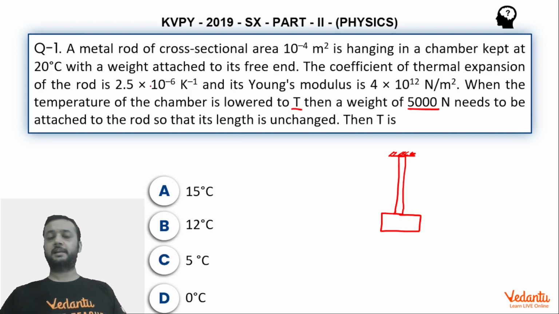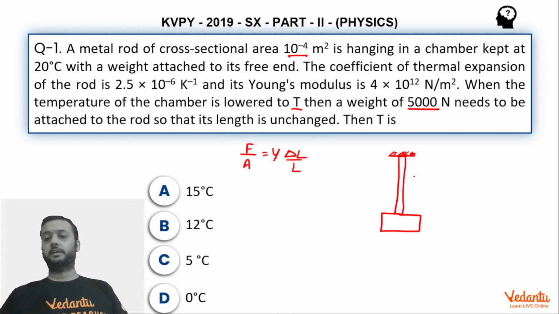The Young's modulus and the coefficient of thermal expansion has been given. Cross-sectional area of the rod is also given. Okay, so essentially what is happening, since we will decrease the temperature, so rod is going to contract slightly, but that contraction can be overcome by putting an extra weight over here. Okay, so let's apply the formula. Force upon area is equals to Young's modulus into delta L upon L. Okay, this is the formula that we are going to use.